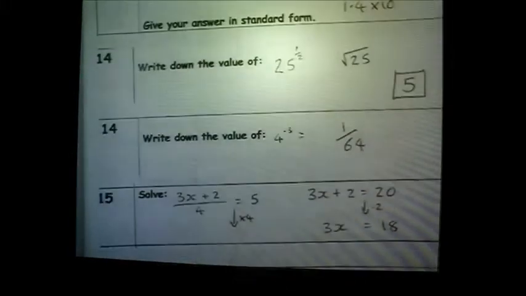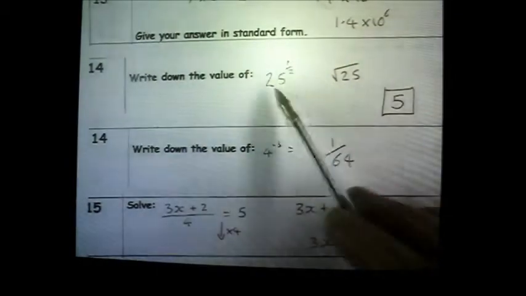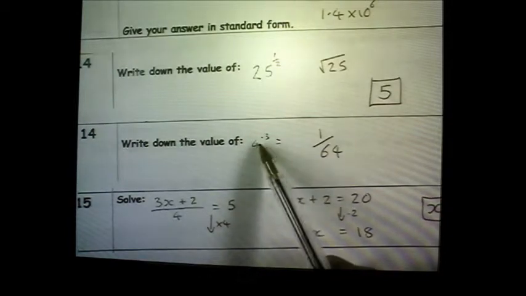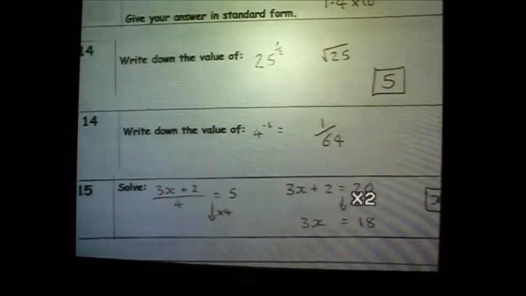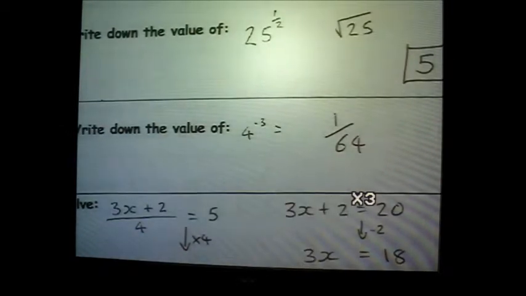Next one, write down the value of 25 to the power of a half. To the power of a half is square rooting, so square root of 25 is 5. The next one, 4 to the power minus 3. This is actually quite a nasty one. What I want you to do first is ignore the negative. So 4 to the power 3. That's 4 times 4 times 4. 4 4s are 16 times 4 is 64.